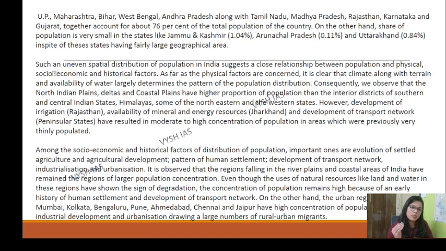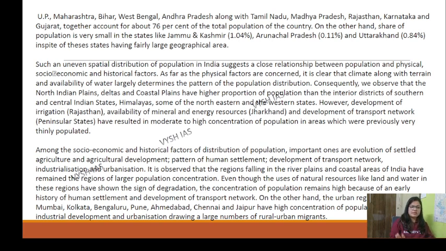So plain, more population. This clearly shows in the northern Indian plains, deltas, and coastal plains, which have a higher proportion of population than the interior districts of southern and central India, the Himalayas, and some of the northeastern and western states. However, development of irrigation in Rajasthan, availability of mineral and energy resources in Jharkhand, and development of transport network in the peninsular states have resulted in moderate to high concentration of population in areas which were very thinly populated.